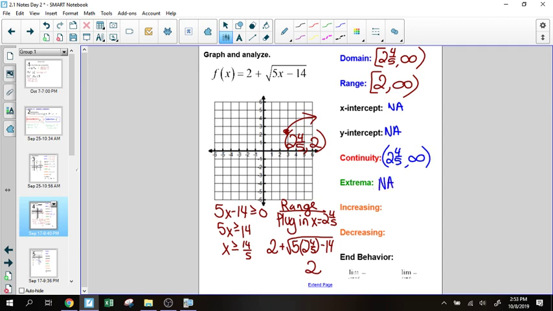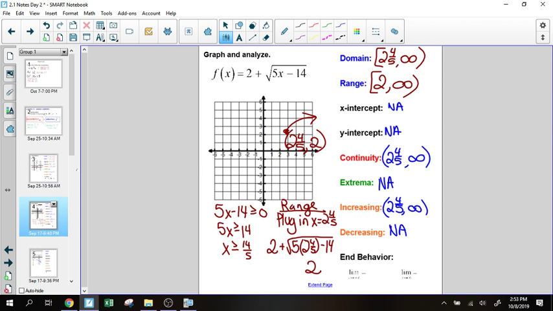This one is increasing the entire time. So on our domain, again, that whole bracket versus parentheses convo applies to this as well. On our domain, it is increasing, never decreasing. Talked about this again yesterday.